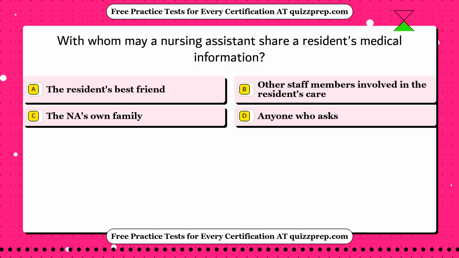Question 78. With whom may a nursing assistant share a resident's medical information? Option A. The resident's best friend. Option B. Other staff members involved in the resident's care. Option C. The NNAAP's own family. Option D. Anyone who asks.